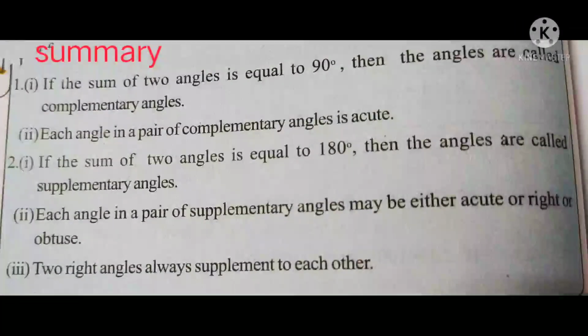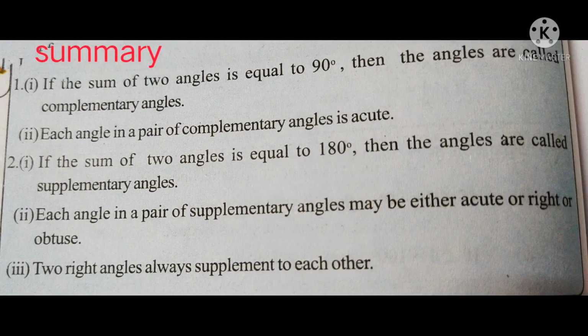In this topic, there are some points. First point: if the sum of two angles is equal to 90 degrees, then the angles are called complementary angles. Second point: each angle in a pair of complementary angles is an acute angle.